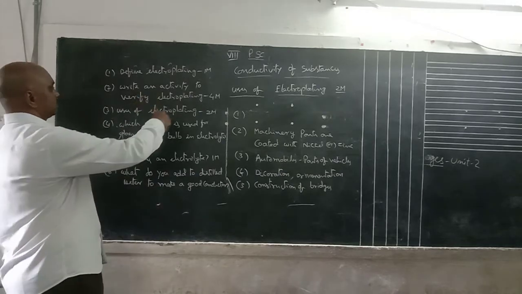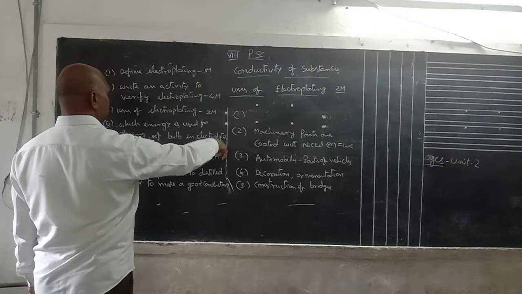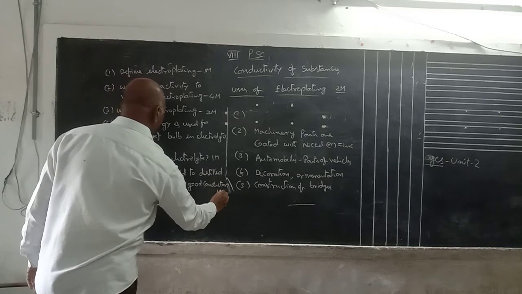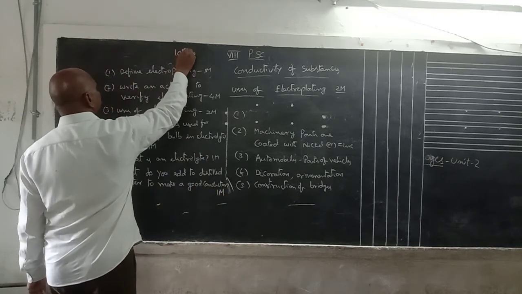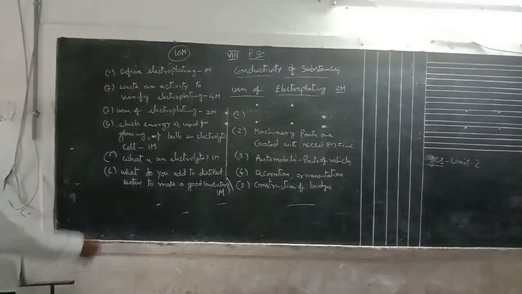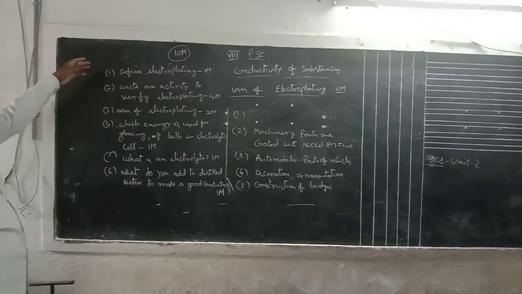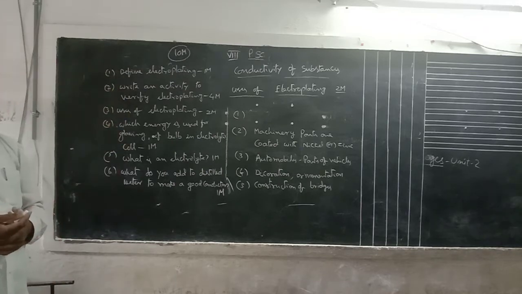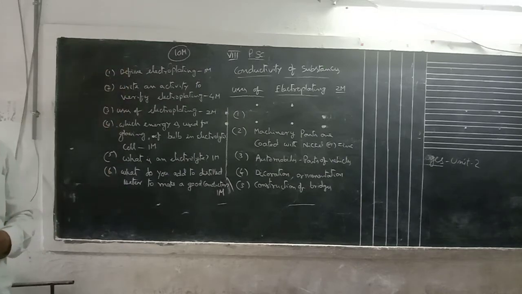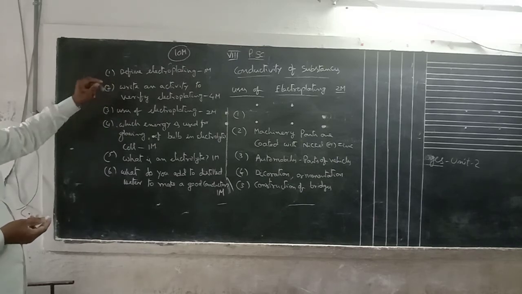So these are the questions: 5 plus 2 is 7, 8, 9, and this is also 1 mark, total 10 marks. Today this chapter is completed. Here the first one is define electroplating. Write the definition: this is a process in which, by using an electrolyte and electrodes, we coat cheap or costlier metals on cheap particles. This process is called electroplating.